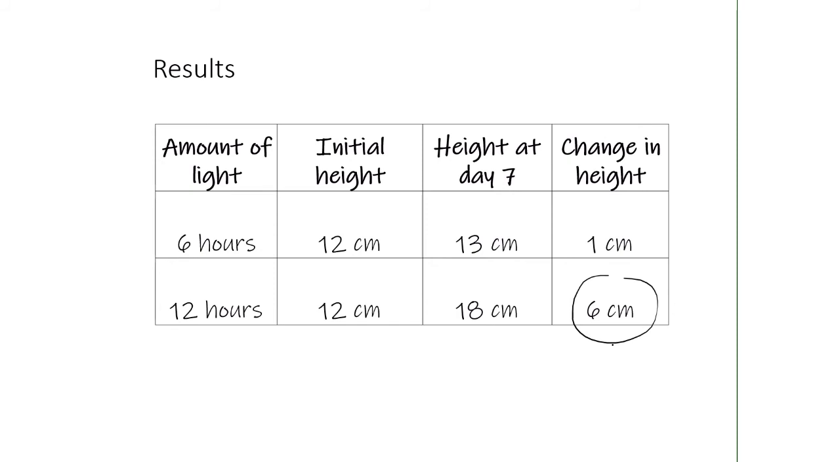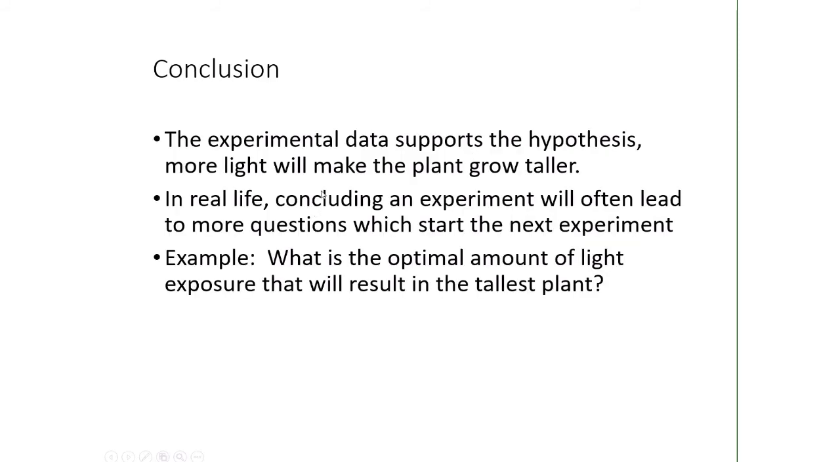So of course this is a very simplified version, right? In real experiments, we don't base our conclusion off a single trial. We have to repeat this with a large sample size. The larger the sample size, the more accurate your result is. But this is just for demonstration purposes. So the conclusion based on our experimental data is that it supported our hypothesis of more light creating a taller plant.